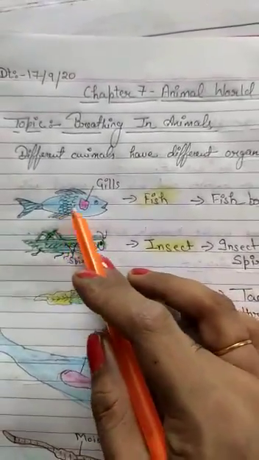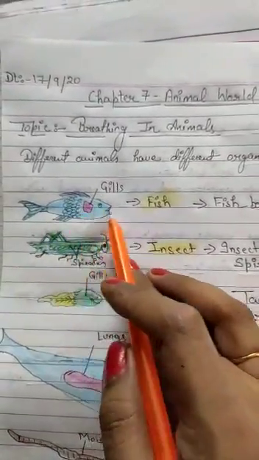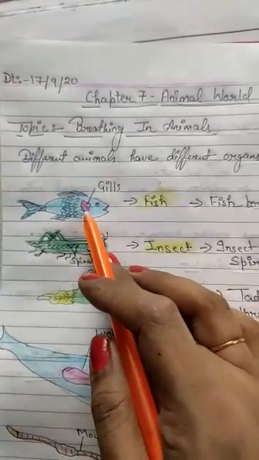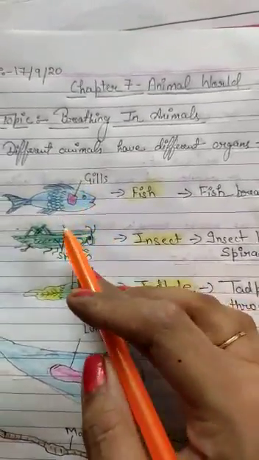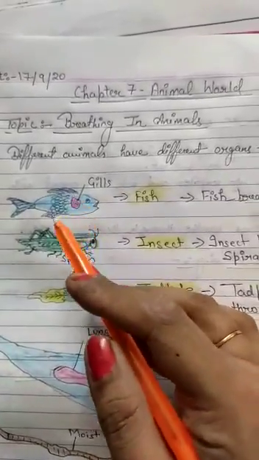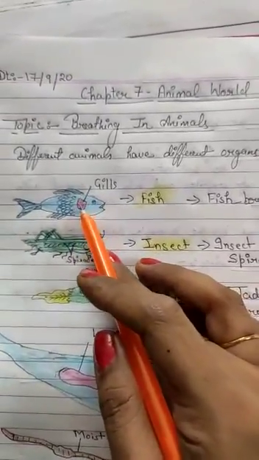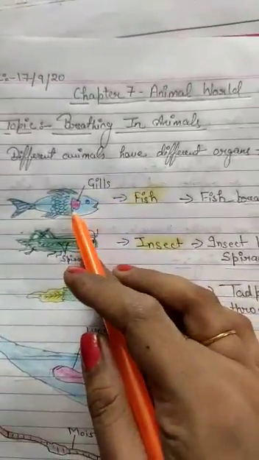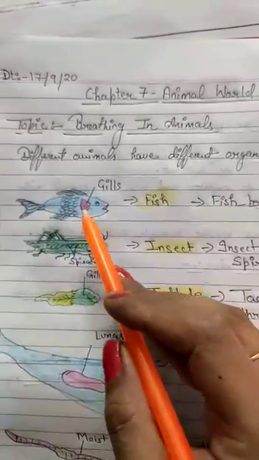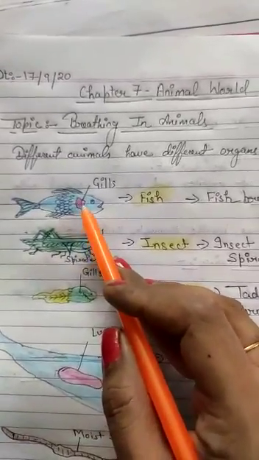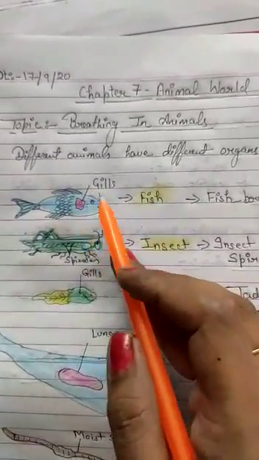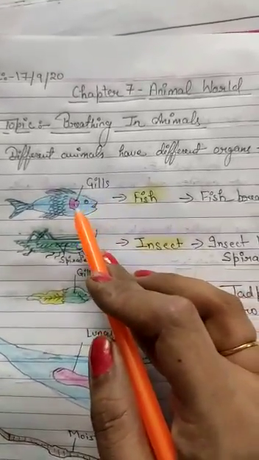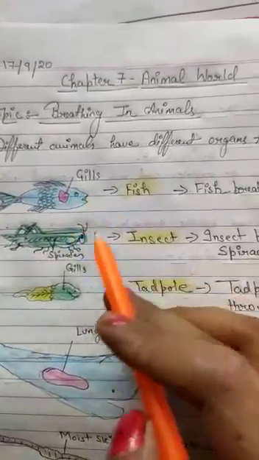When water flows over the gills, they absorb oxygen from the water and release carbon dioxide. This is called exchange of gases. Means the gill takes the oxygen and releases carbon dioxide from the blood. So in this way, gills help the fish to do the breathing. So with the help of gill, fish do its breathing process.